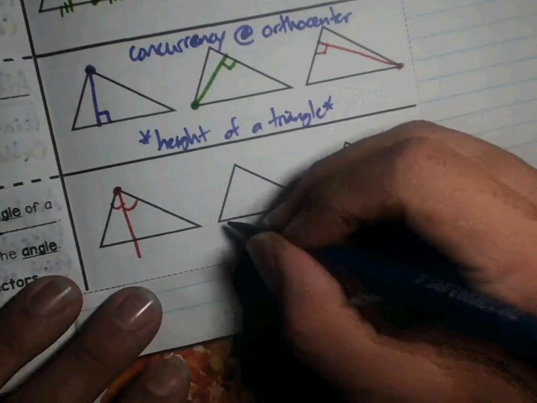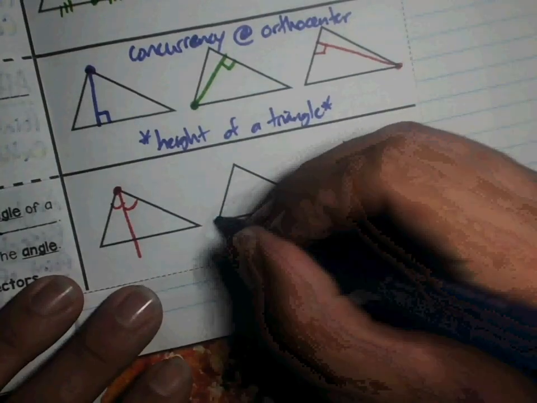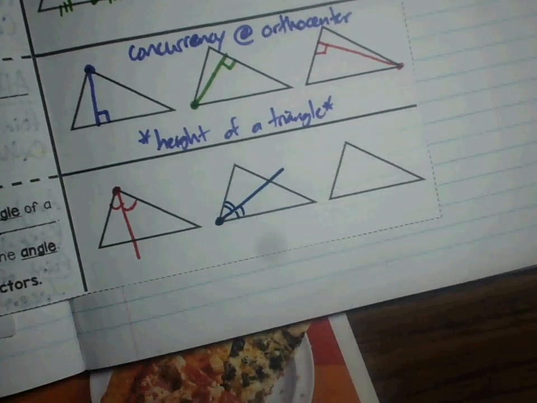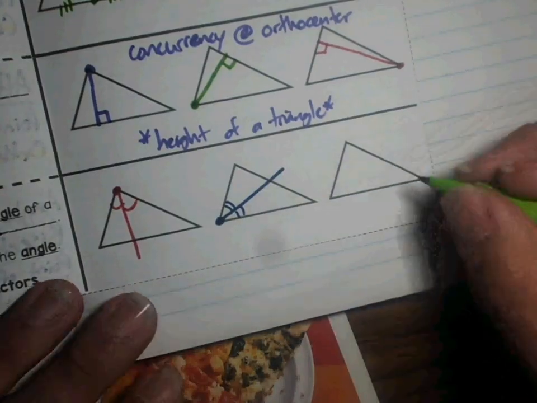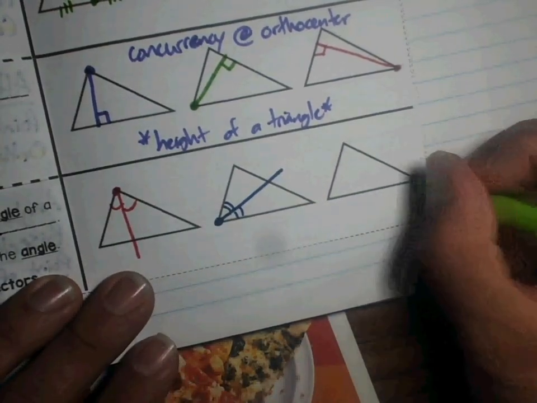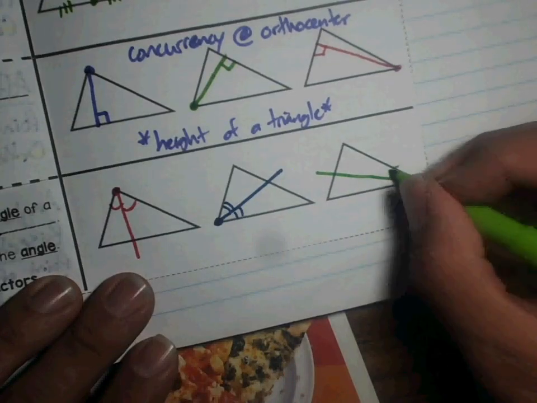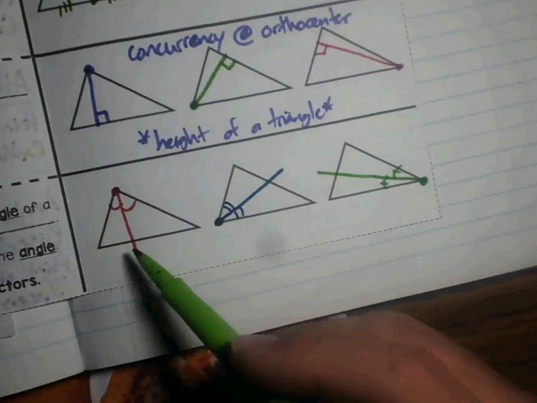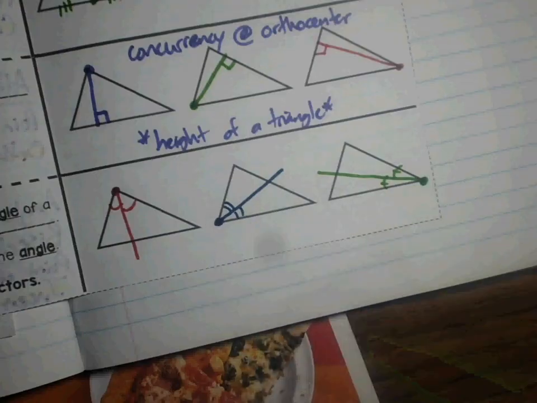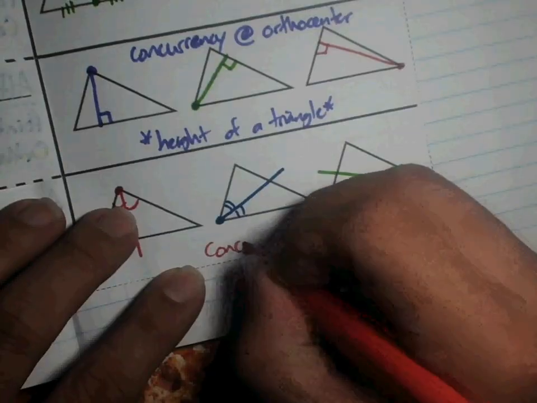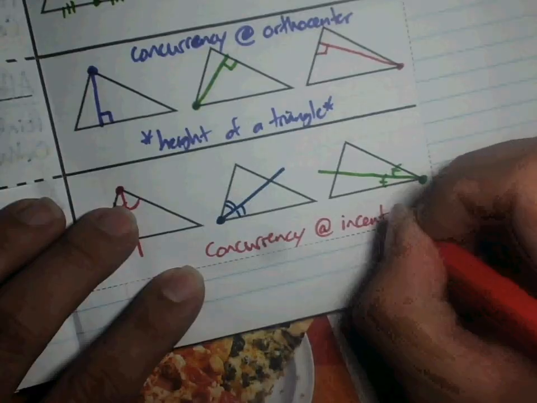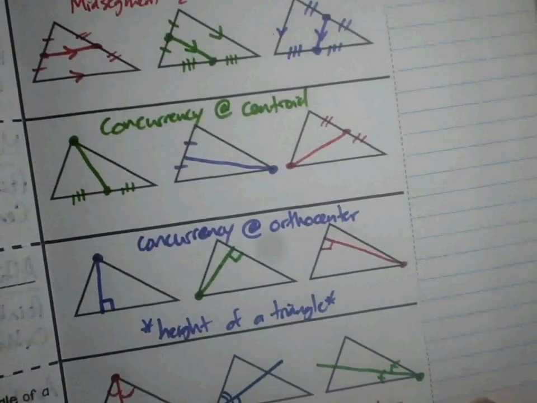Again, we have this vertex, and we split the angle right down the middle. Notice there's not really a point that I mark on the line, because that's not what we're looking for. We're looking at the angle. And the concurrency here is at the incenter. That's what we call that.